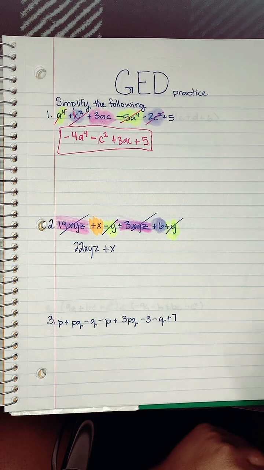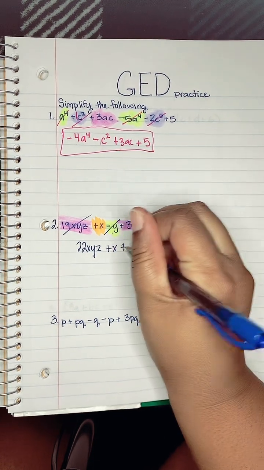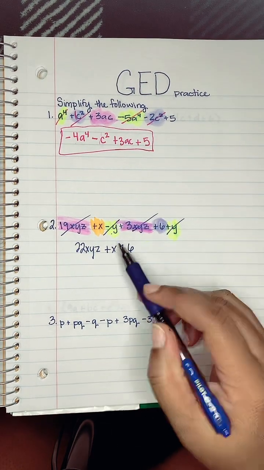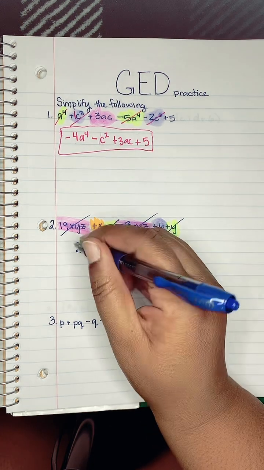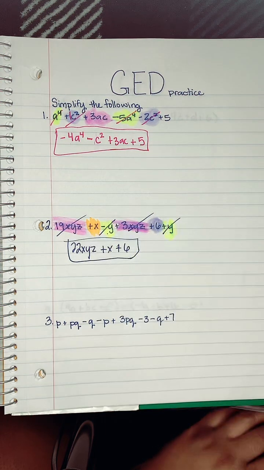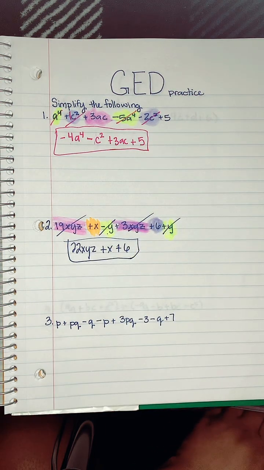So plus 6, okay? When it's 0, it's just, don't write it. Don't put the 0y. It's just going to be gone. And that's it.